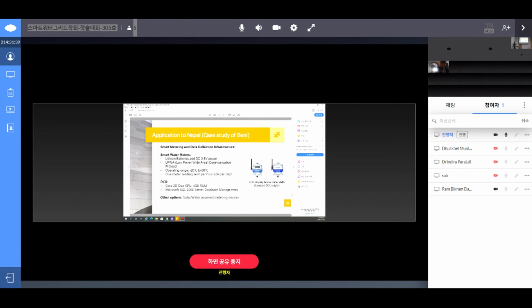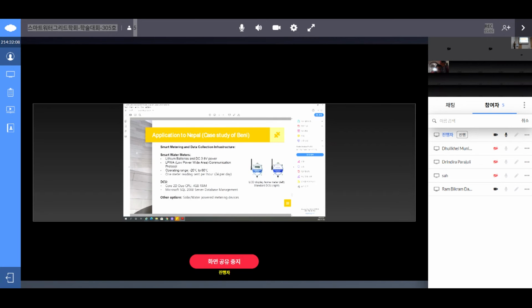For the smart metering unit, you have smart meters which have been developed in Korea as well. The ones we are showing here are equipped with lithium batteries, so they have quite a long lifetime. They use the low power wide area communication protocol. They have an operating range which is quite wide in terms of temperature, and they send 1 meter reading per hour, so that makes 24 meter readings per day, which is quite good granularity of data.